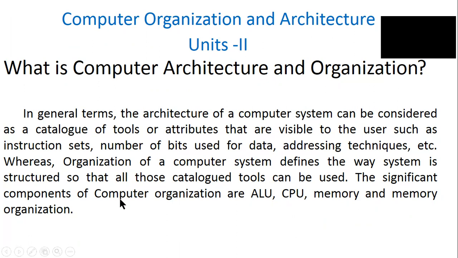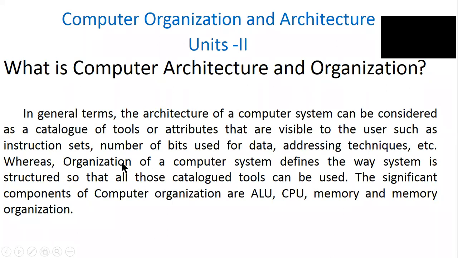What is computer architecture? In general terms, the architecture of a computer system can be considered as a catalog of tools or attributes that are visible to the user, such as instruction set, number of bits used for data, addressing technique, etc. Simply, architecture is nothing but the design of the instruction set, bits used, and addressing techniques. The user can see this. That is what we call the architecture of a computer system.